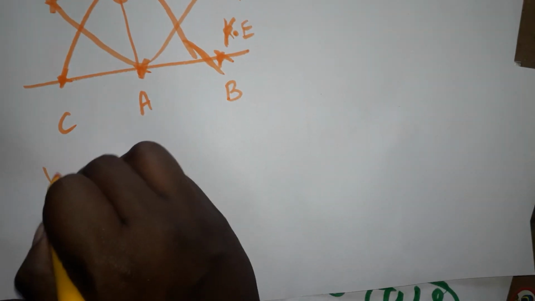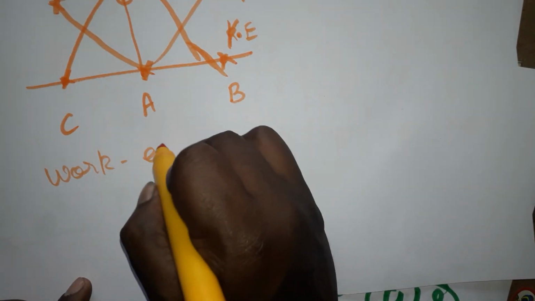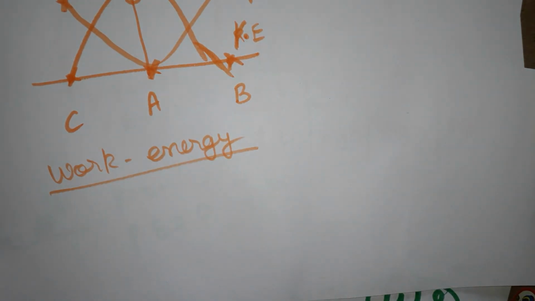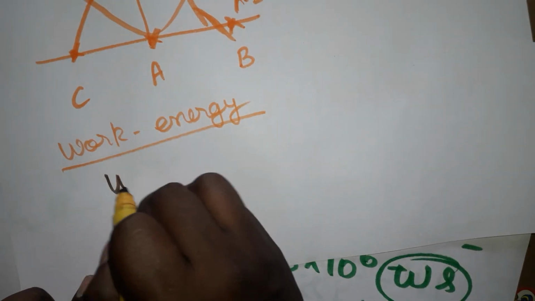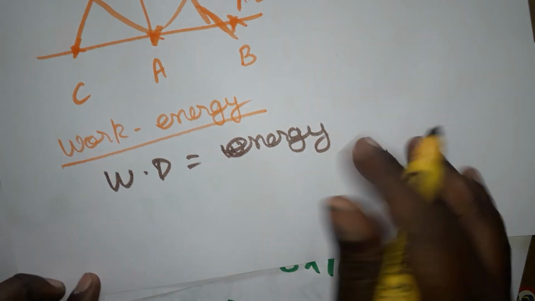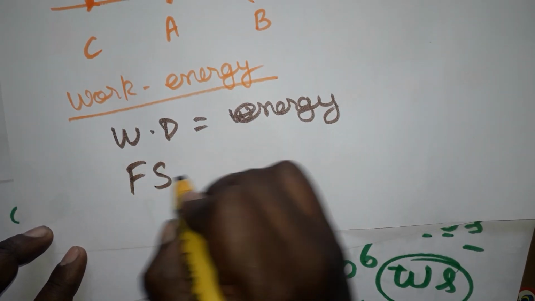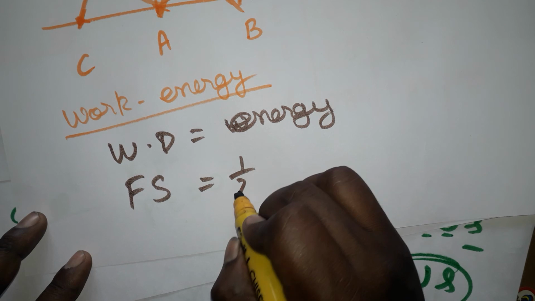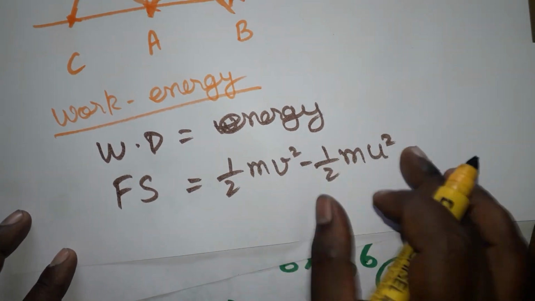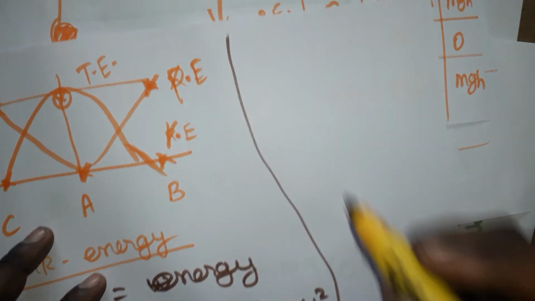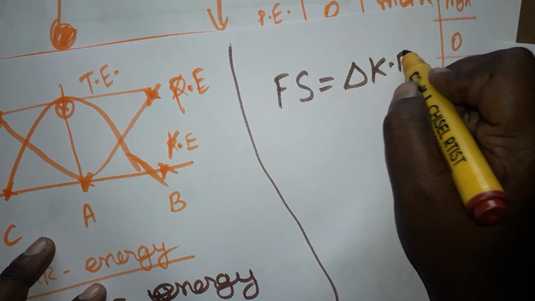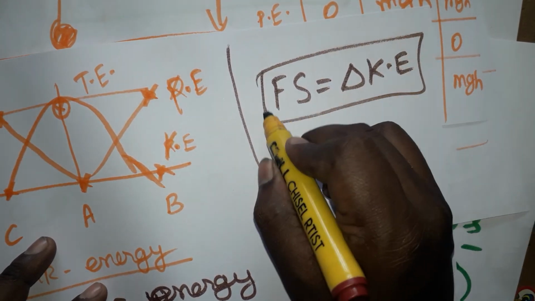And the final one, the work energy theorem. The relation between work and energy. Work done we are going to call Fs. Work done is equal to energy. That's what we call the work energy theorem. Work done is Fs, equal to the change in kinetic energy, half mv square minus half mu square. So the work energy theorem says force into displacement is equal to change in kinetic energy. That is called the work energy theorem.